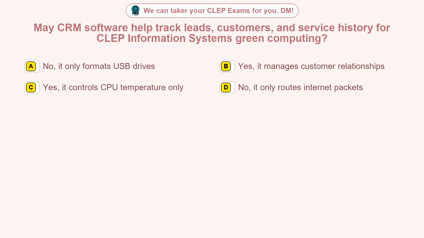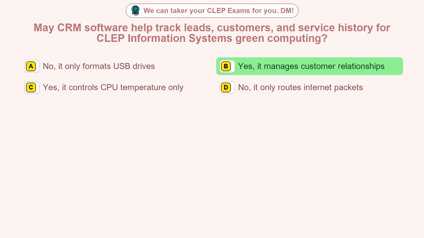Question 15. May CRM software help track leads, customers, and service history for CLEP Information Systems green computing? Option A. No, it only formats USB drives. Option B. Yes, it manages customer relationships. Option C. Yes, it controls CPU temperature only. Option D. No, it only routes internet packets. The correct answer is option B.